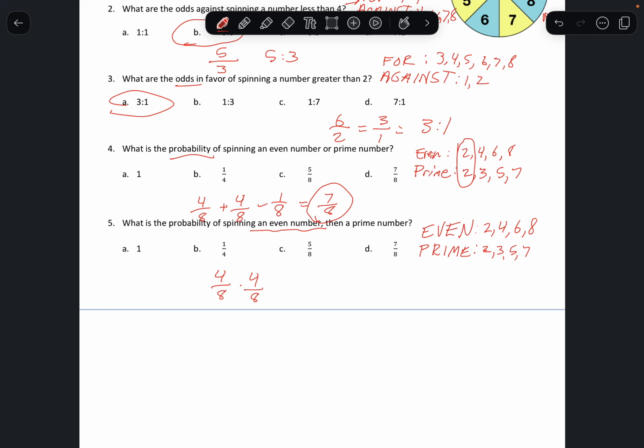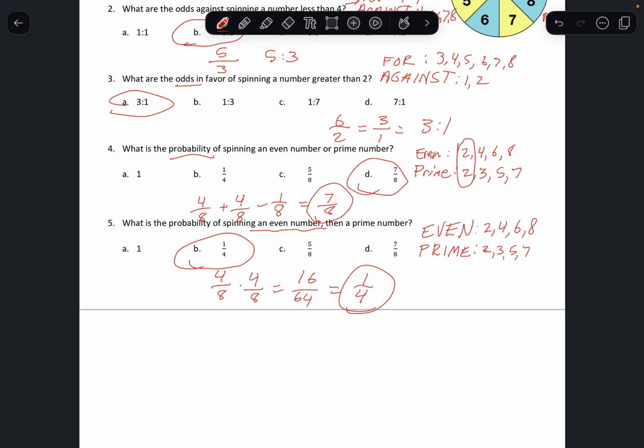Remember, compound and probabilities just means I multiply the probability of the first event happening times the probability of the second event happening. So I can just multiply those two together. That gives me 16 out of 64, which reduces, I can divide both of those by 16, which gives me 1 out of 4, which is letter B. And actually I didn't circle the answer for number 4, so I should go back and do that. That's letter D. 7/8 was number 4. 1/4 was letter B.